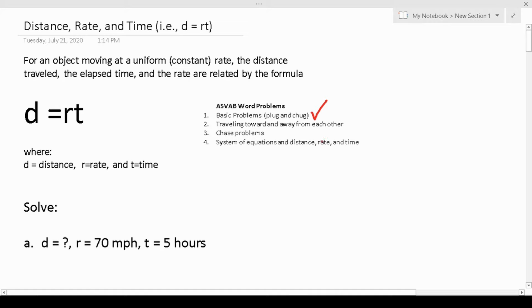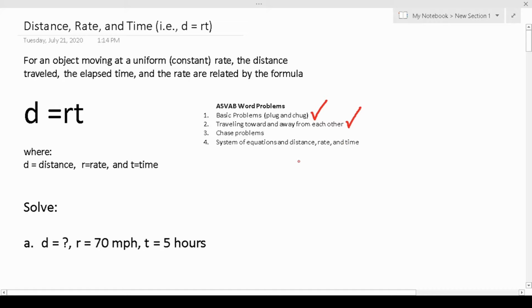Once we tackle those basic problems, we're going to look at some word problems in which we have two objects traveling toward and away from each other. And again, regardless of your ability level, I think everyone should be able to understand those problems as well.